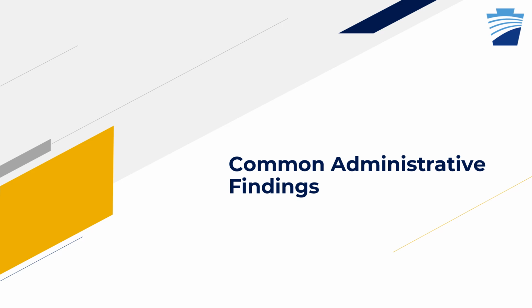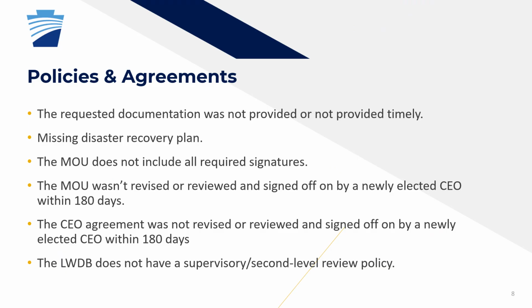Now, let's get to some of the more common administrative findings. The first administrative section we'll cover are findings identified when monitoring policies and agreements. Here are a list of 6 items identified while performing this monitoring. Of these, the first bulleted item has more recently topped this list of common findings overall.